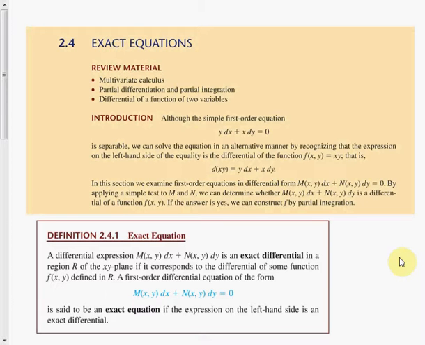Some region R in the xy plane, if it corresponds, that's the kicker, to a differential of some function f of xy. What is it? F of xy? That gets to that potential function over in physics. So for some f of xy defined in R, a first order differential equation of the form m dx plus n dy equal to 0 is said to be an exact equation if the expression on the left-hand side is an exact differential.